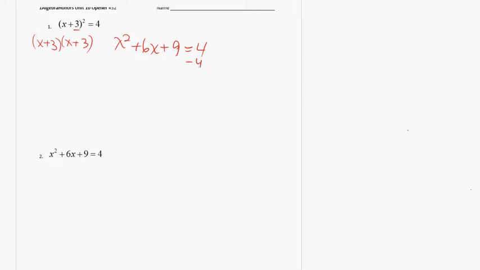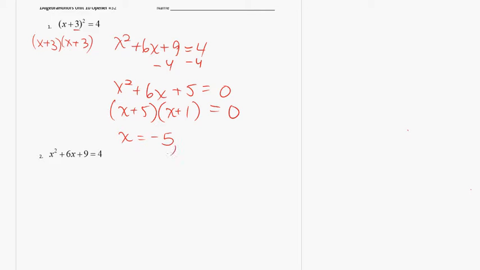You subtract 4 from both sides, and you get x squared plus 6x plus 5 equals 0. Now you factor this, and you're looking for two things that multiply to 5, add to 6. Well, that's 5 and 1. Easy enough, you get x equals negative 5, negative 1. So take a minute. See if you can sort that out. Sort out what I did.